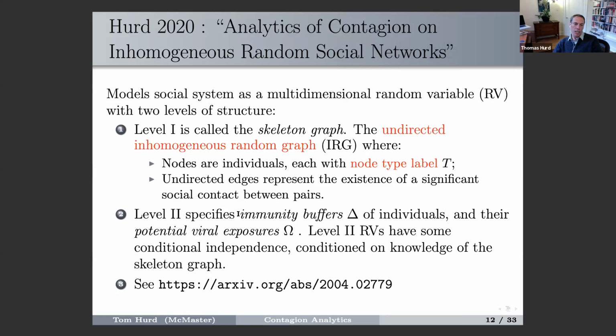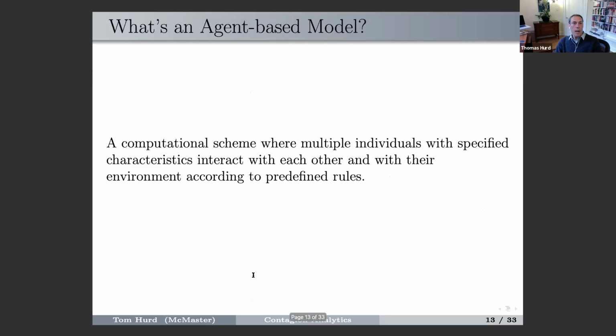And instead of balance sheets of banks, we have immunity buffers of individuals. So this paper I put up about 3 weeks ago on the archive, so it's brand new. What I didn't emphasize in the paper that I just posted is the agent-based point of view. And I think actually the agent-based point of view is where to start when you're a mathematical modeler.